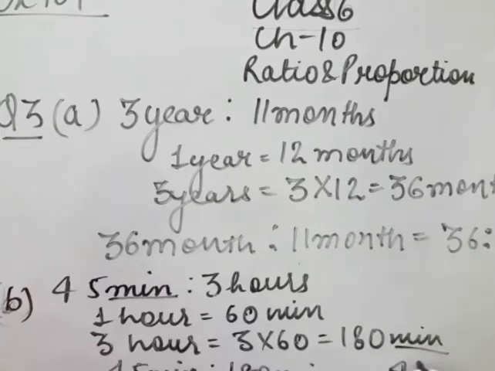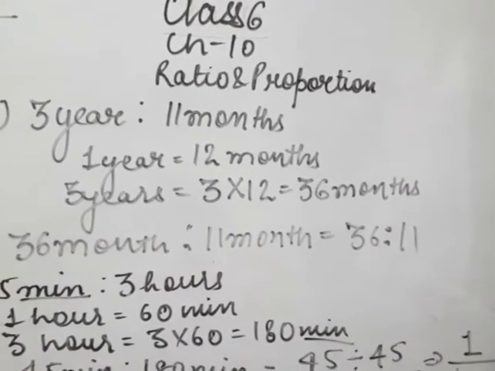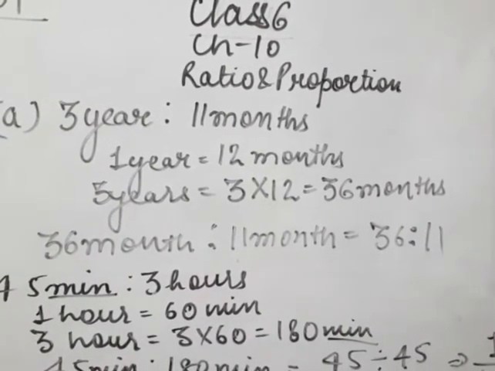You can write it as 45 upon 180. You have to search for a number which can divide both the numerator and the denominator. If you look at 45, the numerator and denominator are both divisible by 45. So 45 divided by 45 gives 1, and 180 divided by 45 gives 4. So the answer will become 1 ratio 4.